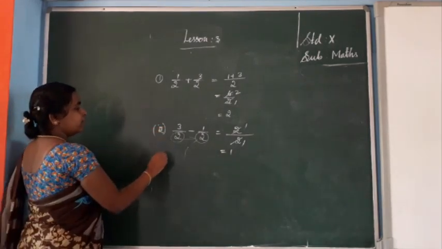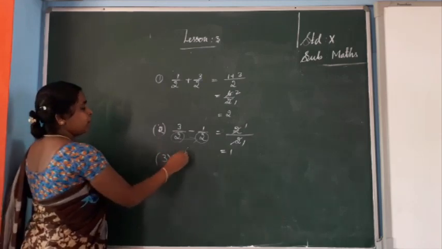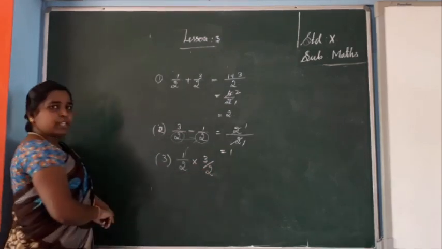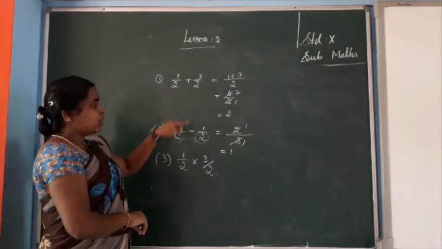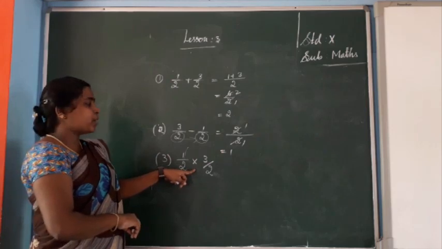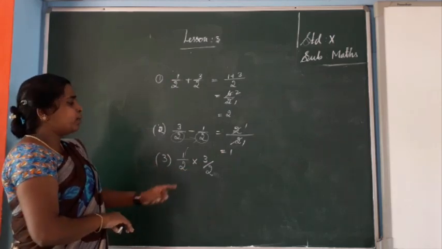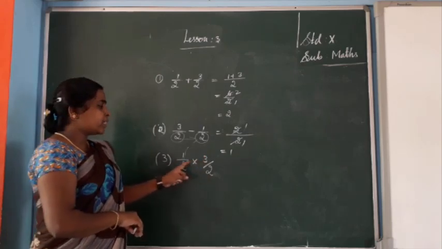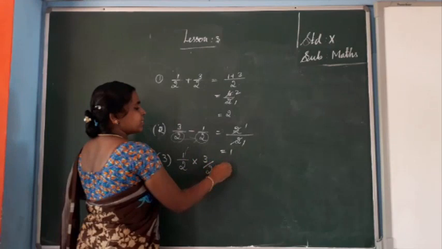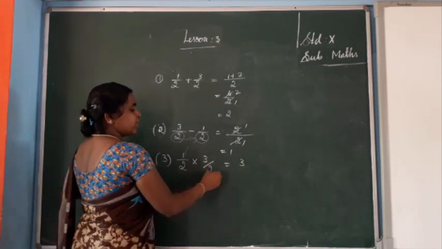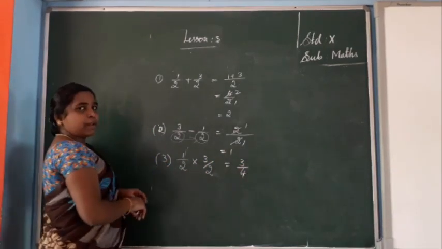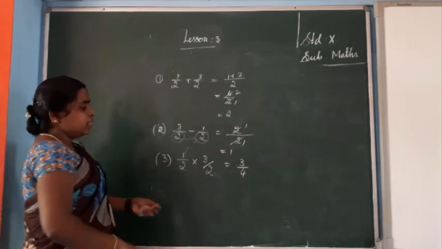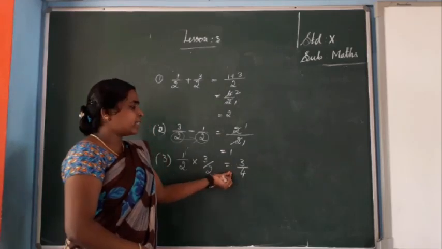Next, the third one is multiplication. You see 1 by 2 into 3 by 2. This is addition, subtraction, and this is multiplication. When you are multiplying, you just multiply numerator into numerator, denominator into denominator. 1 into 3 is 3, isn't it? Then 2 into 2 is 4. So this is the answer. We cannot simplify. So the answer is 3 by 4.